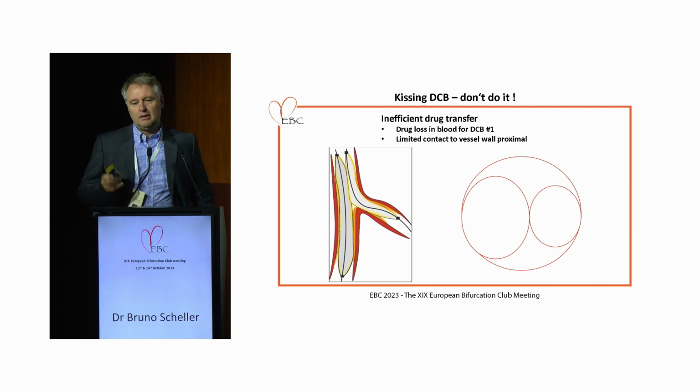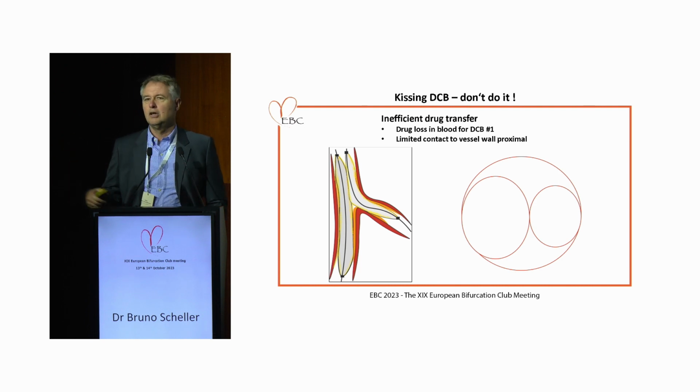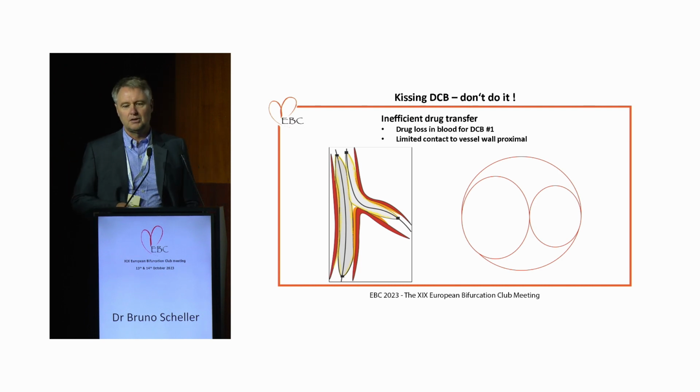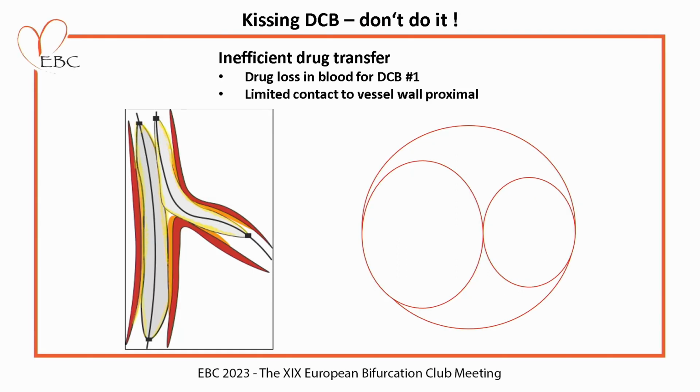There are 2 reasons. Number one, the first balloon you bring in is too long in blood, and you lose drug when being in blood with DCB. And it's a geometrical consideration. You have only limited contact to the vessel wall. The majority of the surface of your balloons has no contact with the vessel wall, and therefore you have very limited drug transfer. Therefore DCB should only be used sequentially, but not at the same time as a kissing procedure.